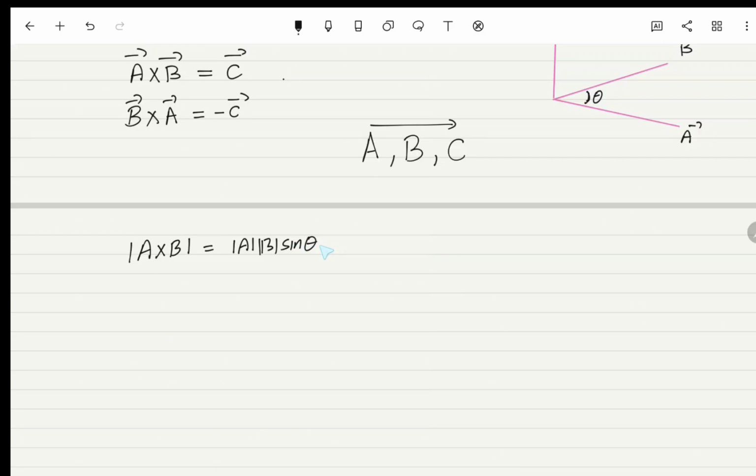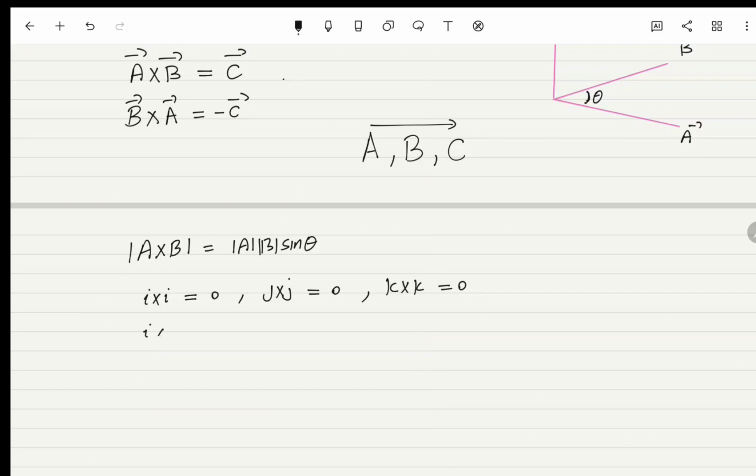Now based on this definition, I cross I equals, the magnitude of I and I is just 1, but the angle between I and I is 0. So sine 0 equals 0, so this one is 0. And J cross J, for the same reason, equals 0. K cross K, again, equals 0.